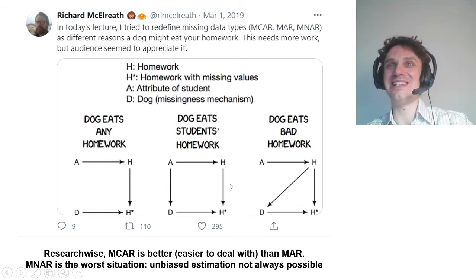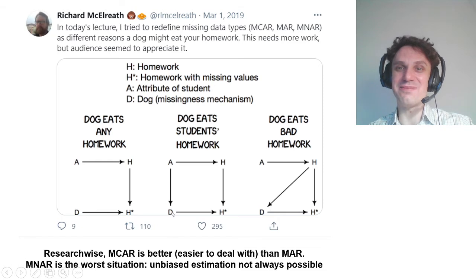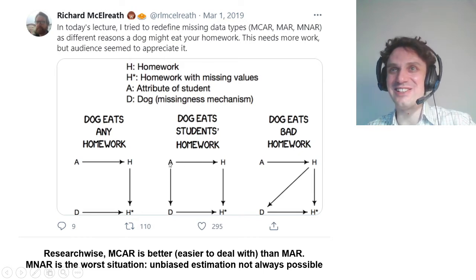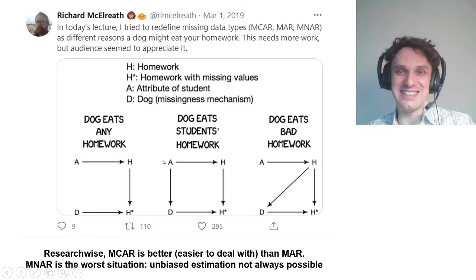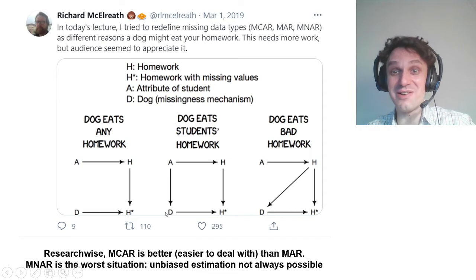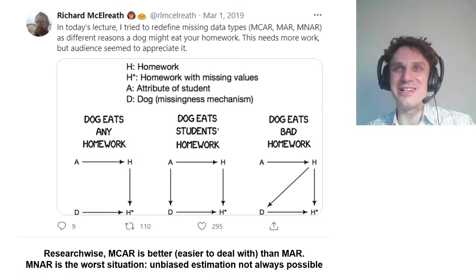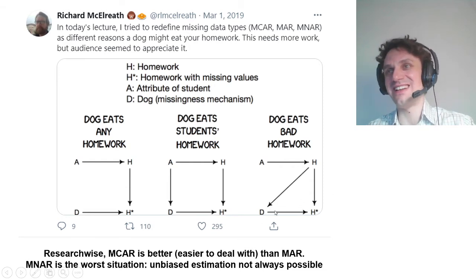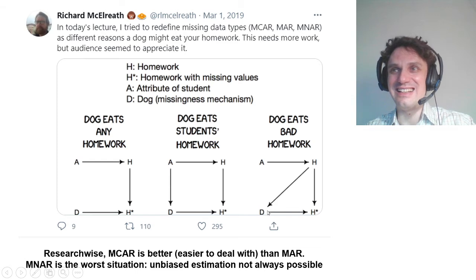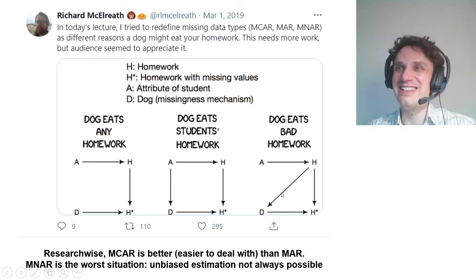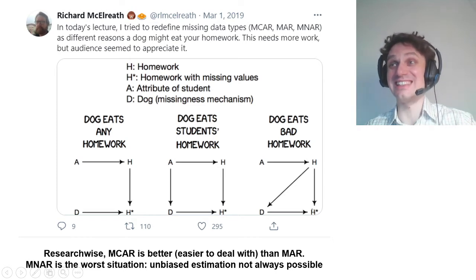The second situation, missing at random, is when this missingness mechanism systematically depends on some measured properties of the person who completes this homework. So if you know who the student is, you can predict that the dog might eat their homework, because maybe they leave this homework somewhere where the dog can eat it. But the worst situation is missing not at random, when the reason why the dog eats homework is predicted by the homework itself. For example, when the homework is bad, the dog eats it.